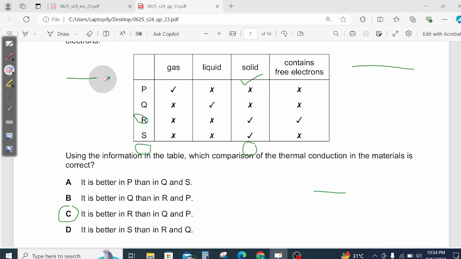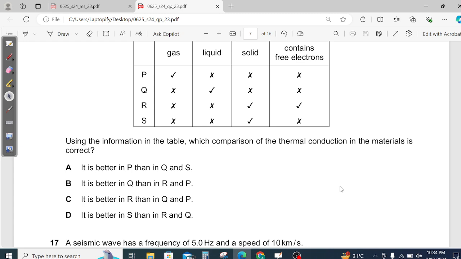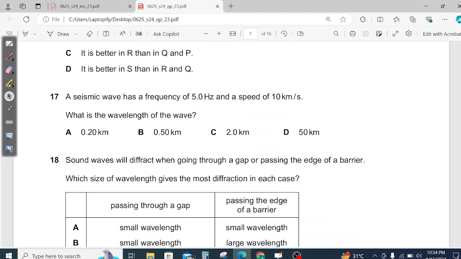So you have to understand all the little key points of every topic, then you can easily find out the correct option. Question 17 is that a seismic wave has a frequency of 5 Hz and a speed of 10 km per second. What is the wavelength of the wave? So I will solve it in front of you.